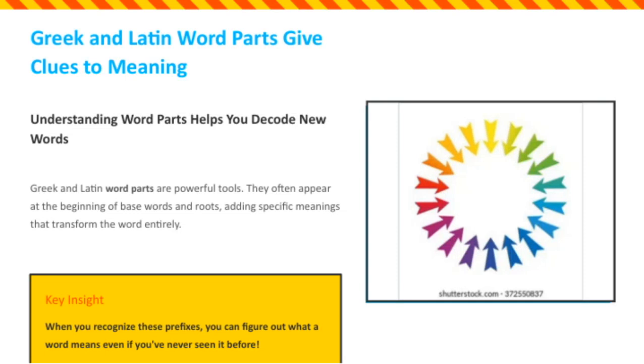When you recognize these prefixes, you can figure out what a word means even if you've never seen it before. This is a key insight that can really boost your vocabulary skills. Greek and Latin word parts are powerful tools because they often appear at the beginning of base words and roots. These prefixes and suffixes add specific meanings that can change the entire word. Understanding these word parts helps you decode new words more easily. Essentially, Greek and Latin word parts give you clues to the meaning of unfamiliar words. By paying attention to these parts, you can unlock the meaning and better understand the language around you.